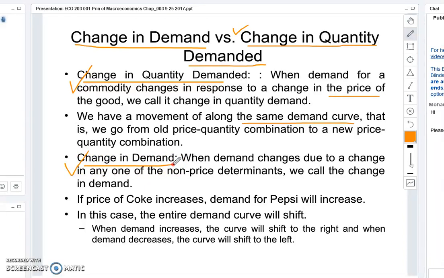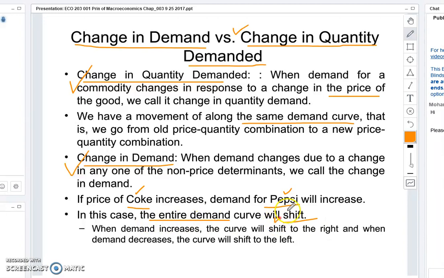Here the price of the product and all the other non-price determinants will remain fixed when just one of those non-price determinants changes. So if the price of Coke increases, demand for Pepsi will increase because Coke and Pepsi are substitutes. Many people will switch from Coke to Pepsi when Coke becomes more expensive, right? And when demand for Pepsi increases, we call that a change in demand. So in this case, the entire demand curve will shift. Whenever we have a change in demand, the entire demand curve will shift.